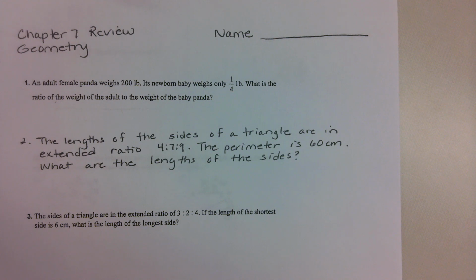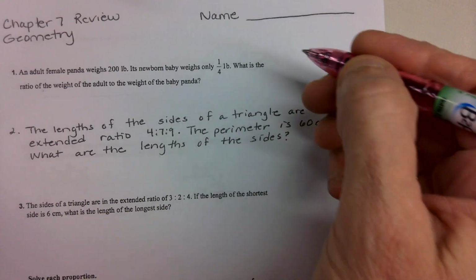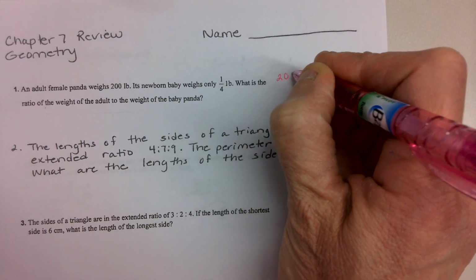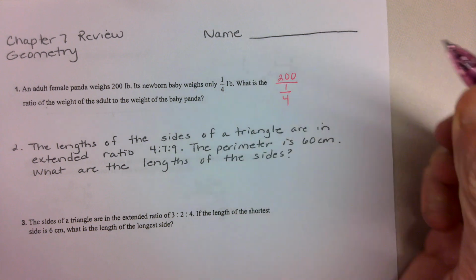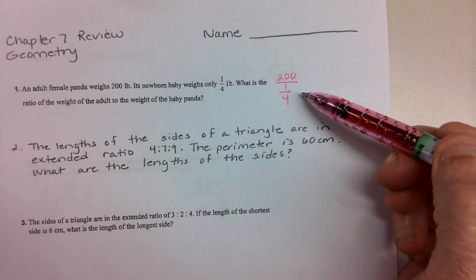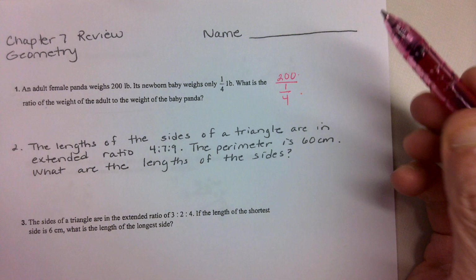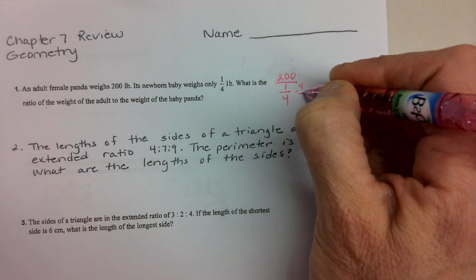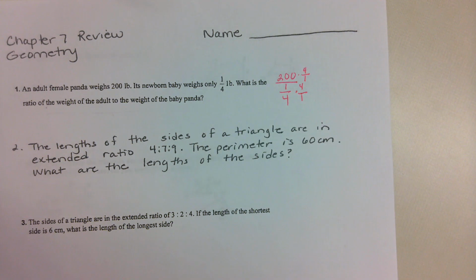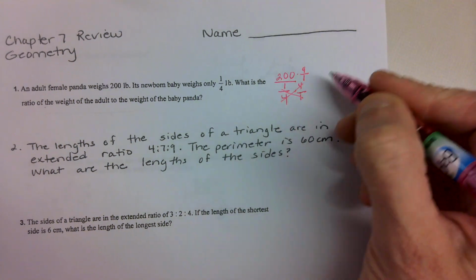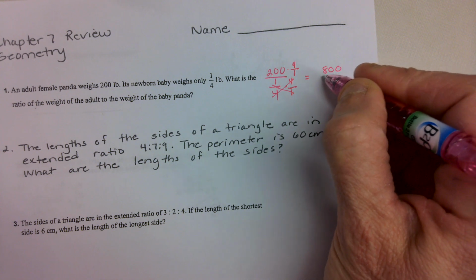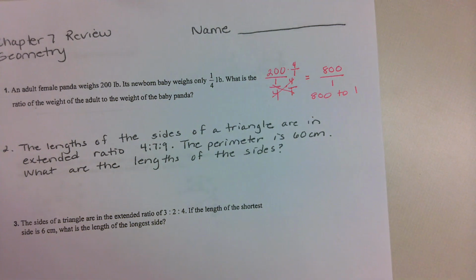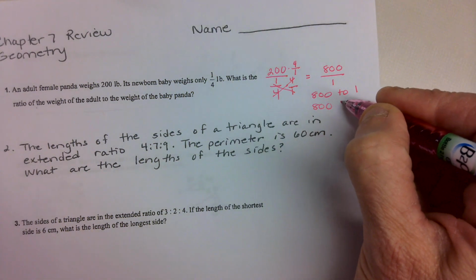Don't know anyone there. Okay, so we are going to do 200 pounds over 1/4. Panda over baby. Now, you can't just leave it looking that ugly. So in order to get rid of the fraction on the bottom, you just multiply top and bottom for the ratio. And we're left with 800 to 1.